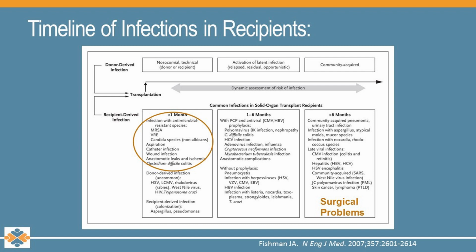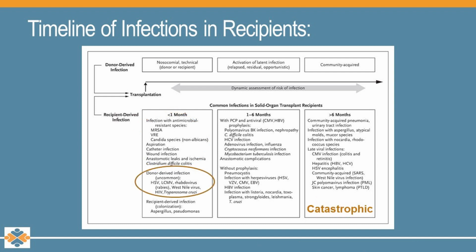Anastomotic leaks, urinary tract infections, line-associated problems, etc. That notwithstanding, that's also the same time that very occasionally, fortunately rarely, we run into some of our more catastrophic things, and these are the things that tend to make the front page of the New York Times. So rabies, West Nile, occasionally, fortunately, HIV, the more catastrophic things that donors can sometimes bring to the table.